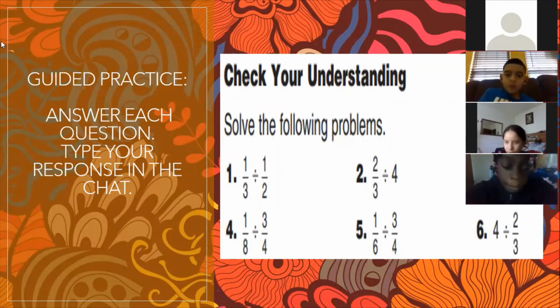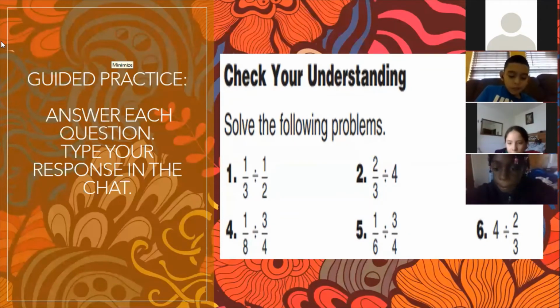Yes, Marcella. If it's a whole number, you can turn it into like 12 twelfths. Yes, 12 twelfths would equal 1 whole.